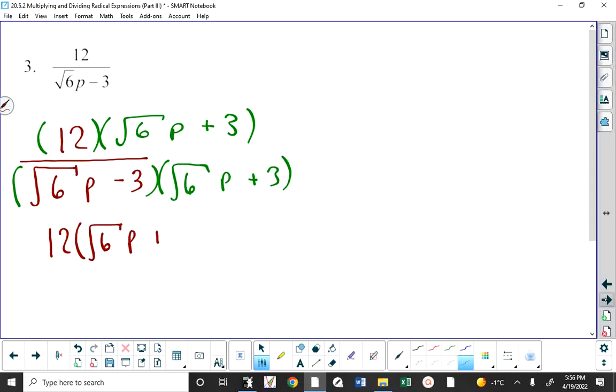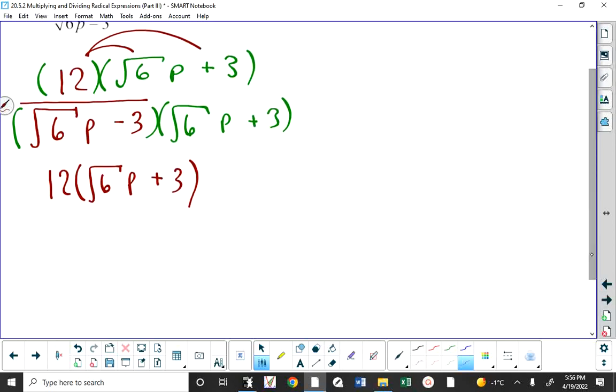Again, sooner or later we're going to see why that's a good thing, but again, I kind of fall back on this idea. If you multiply that 12 in, what good does it do? It doesn't help you in any way. It doesn't make the expression any simpler. It just creates a bunch of bigger numbers. On the bottom, we're going to have 6p squared minus 9.